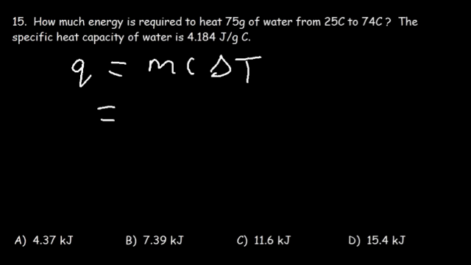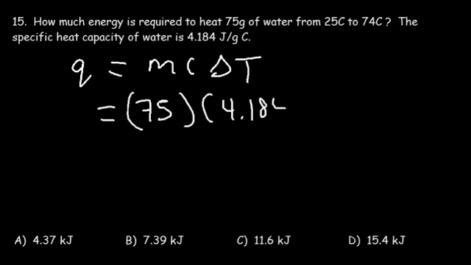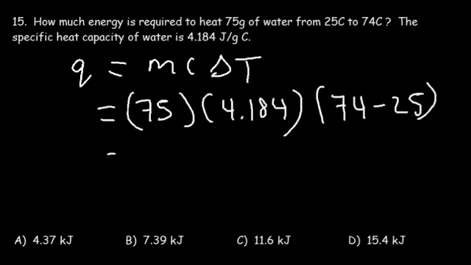So let's plug in the numbers that we have. The mass is 75 grams, the heat capacity is 4.184, and the temperature difference, final minus initial, is 74 minus 25. So 74 minus 25 is 49, and then we're going to multiply that by 4.184 and 75. And you should get 15,376. Now, what are the units for this number? Is it in joules or kilojoules?